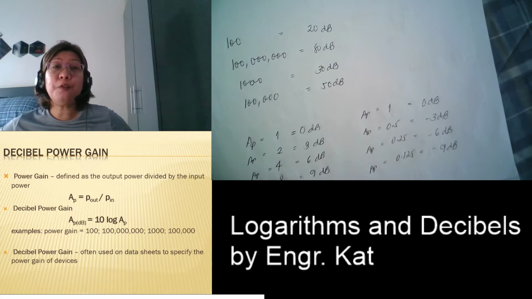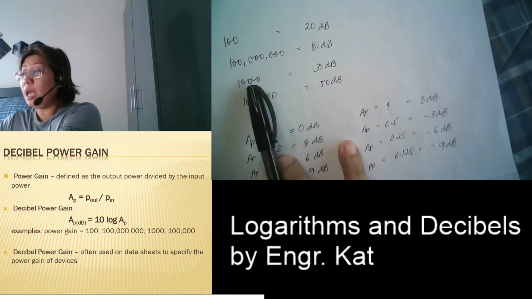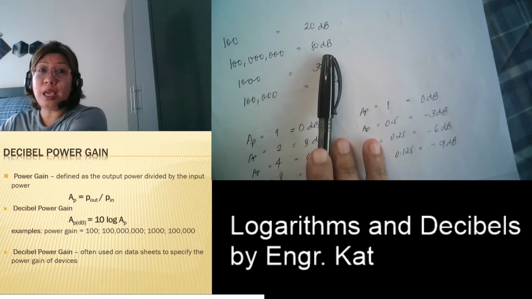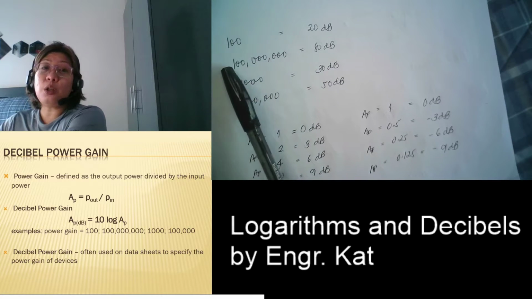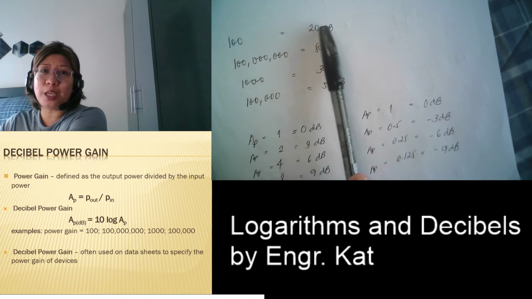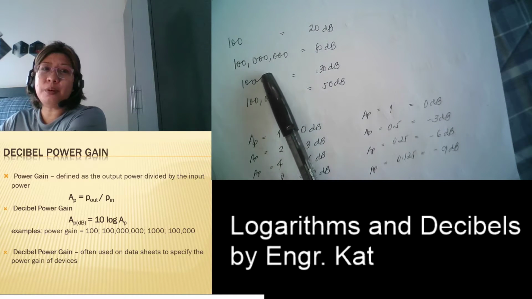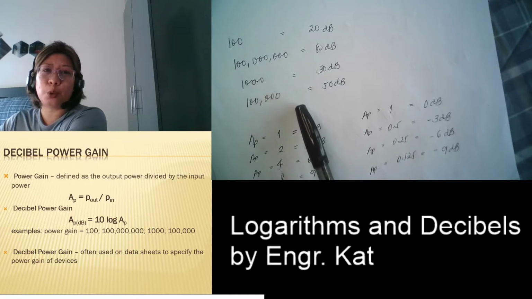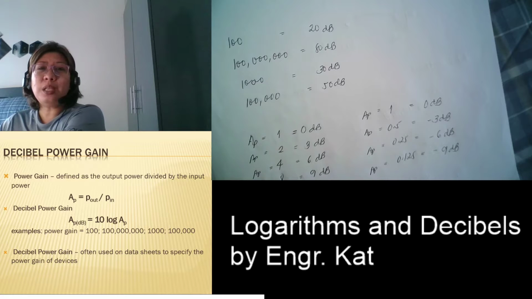Instead of writing 8 zeros, for example, it is easier to just write 80 dB. All you have to do is count the number of zeros and multiply it by 10. So you get 20 dB. You count the number of zeros, you have 8, multiply it by 10, you get 80 dB, and so on. So these are examples.